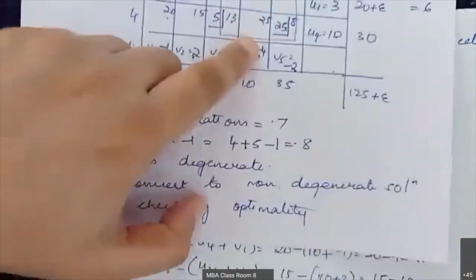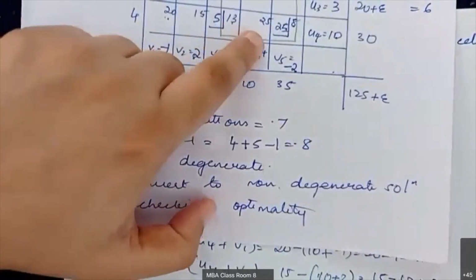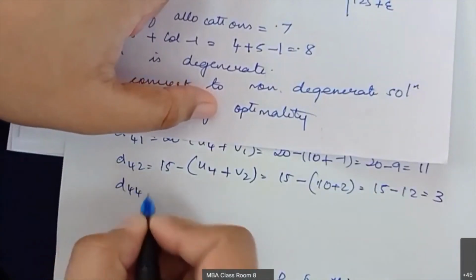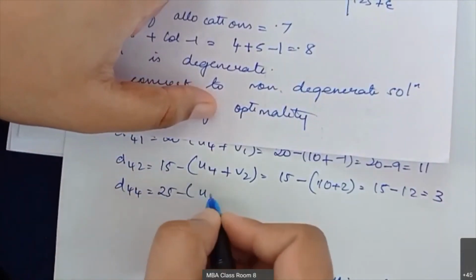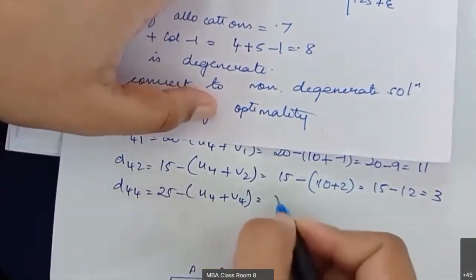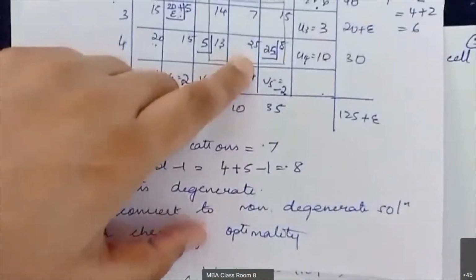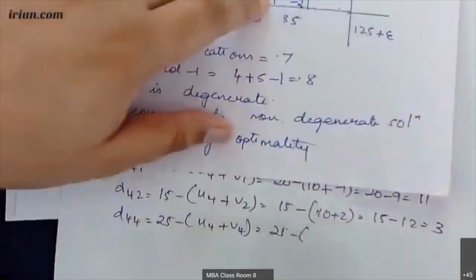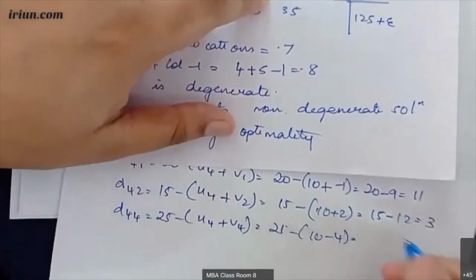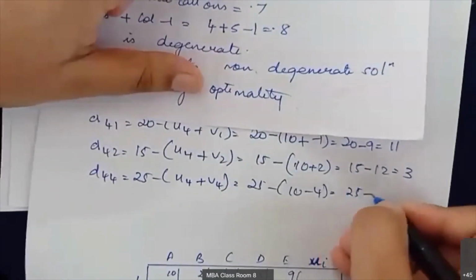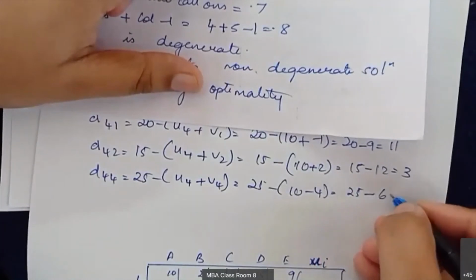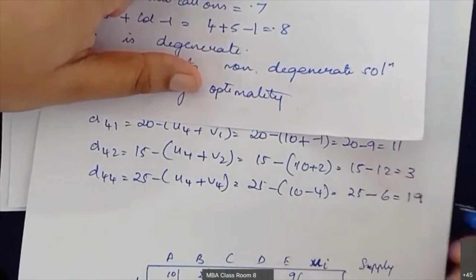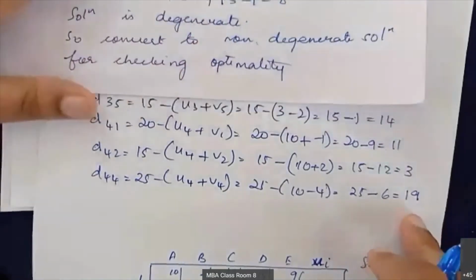Again, my empty cell is this one. It is D44. Cost is 25 minus U4 plus V4. Okay, 25 minus, what is the V4 value? Sorry, U4 is 10 and V4 is minus 4. 10 minus 4 is 6, so 25 minus 6, which is 19. Okay, so we have completed all the opportunity costs.